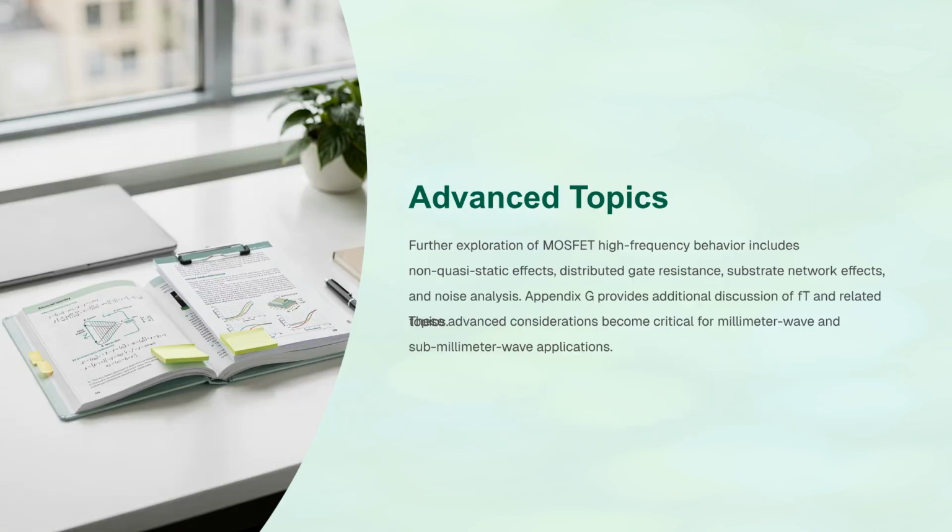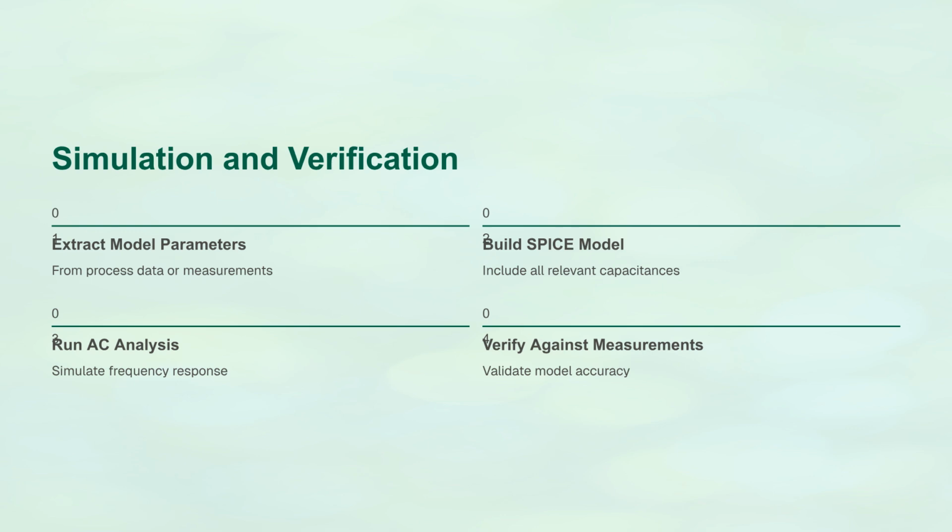Advanced topics in high-frequency analysis include non-quasi-static effects, distributed gate resistance, substrate network modeling, and noise analysis. These are essential for millimeter wave applications. The process of simulation and verification involves 4 steps: extracting model parameters, building the SPICE model, running AC analysis to simulate frequency response, and finally, verifying the results against physical measurements.